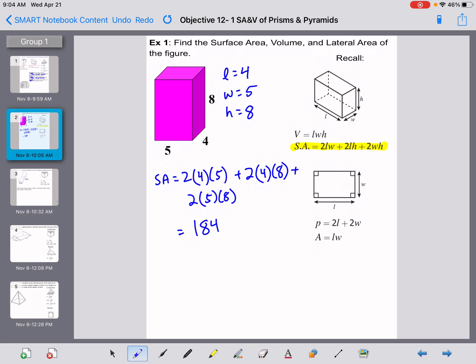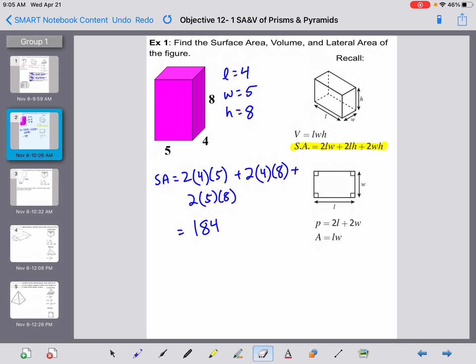Now, you might be asking yourself, where does the 2 come from? Why does this have a 2 in each one of them? Well, it has a 2 because we have a length and width, right? This is like the area at the bottom, and then here would be the area at the top. So that's why there's that 2 there, because it's a top and a bottom, a front and a back, and then a left and a right.